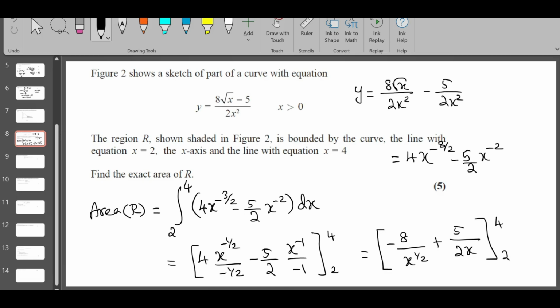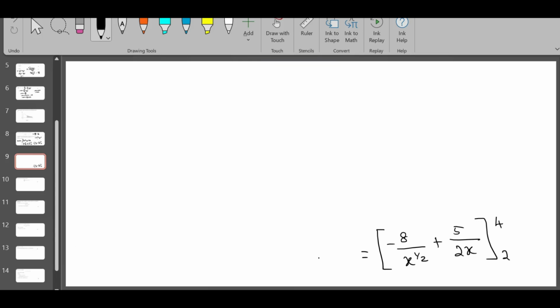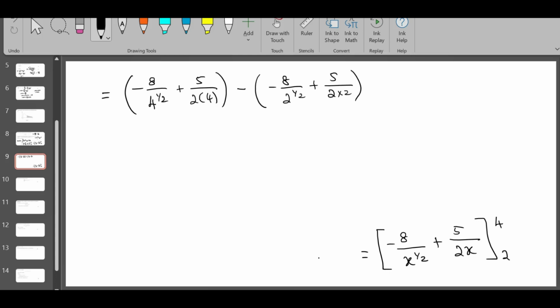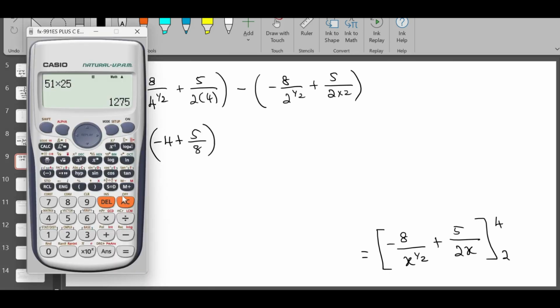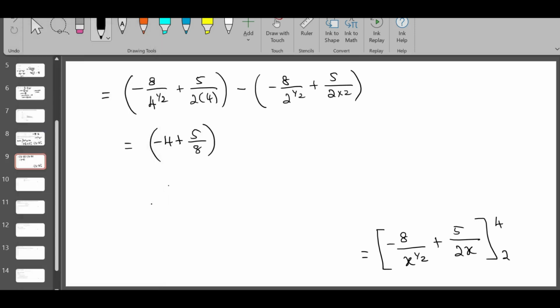And we have to sub in the limits now. So we are at this step. When we sub in the upper limit 4: minus 8 divided by 4 to the power half, plus 5 over 2 times 4. That's upper limit. Minus lower limit: minus 8 divided by 2 to the power half, plus 5 over 2 times 2. 4 to the power half is 2. So that's minus 4 plus 5 over 8. So minus 4 plus 5 over 8 is minus 27 over 8.